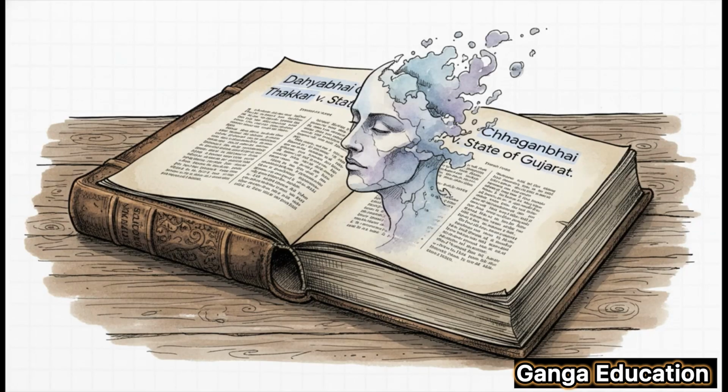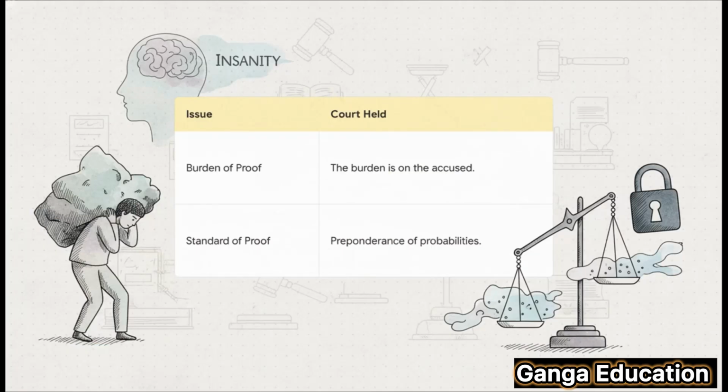All right, let's turn to a landmark case now. Dayabhai Chhaganbhai Thakkar versus the State of Gujarat. This judgment is incredibly important when we talk about the plea of insanity. In this landmark judgment, the Supreme Court made it absolutely clear that the burden to prove a plea of insanity is on the accused. But, and this is the key part, the court also held that the standard of proof for the accused is just preponderance of probabilities, not beyond a reasonable doubt like it is for the prosecution. This case perfectly illustrates that difference in standards we just talked about.